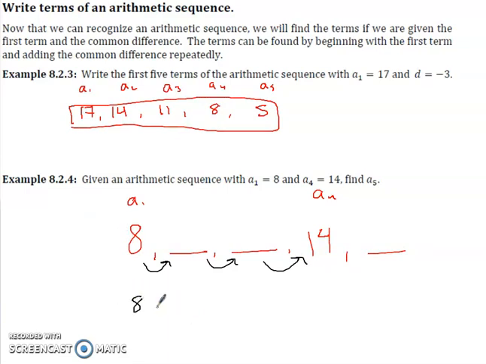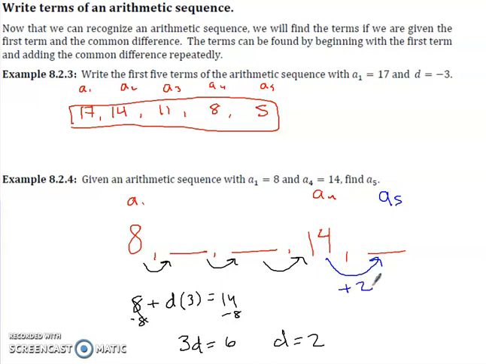So I've got 8 is where I start, and I'm adding on that common difference 1, 2, 3 times to get to my 14. And then I solve. Subtracting 8, 3 times d is 6, which means that the common difference is 2. So if I want A5, the next term in my list, I need to add 2 to my 14 to get 16. So here A5 is going to be 16. So we found the common difference and then just continued our pattern to find the term that we want.